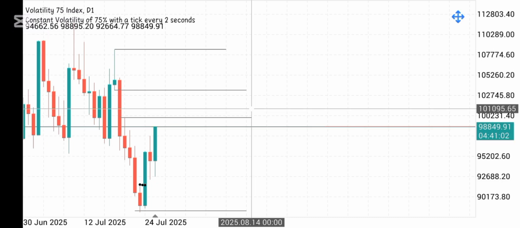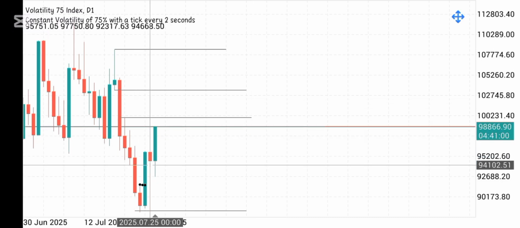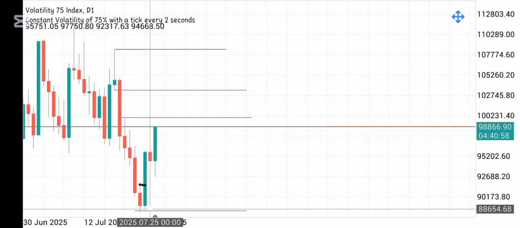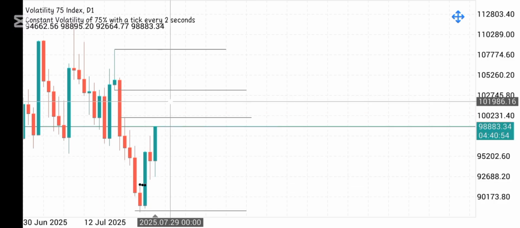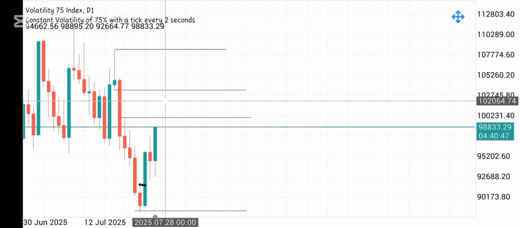Now, having this bias, it shows that when we move to a lower time frame, there is a tendency that we have a bullish movement from this particular zone to this particular zone. So volatility 75 for now is bullish at the moment. We know very well that there is every tendency that the market goes down, but this is our daily perspective.